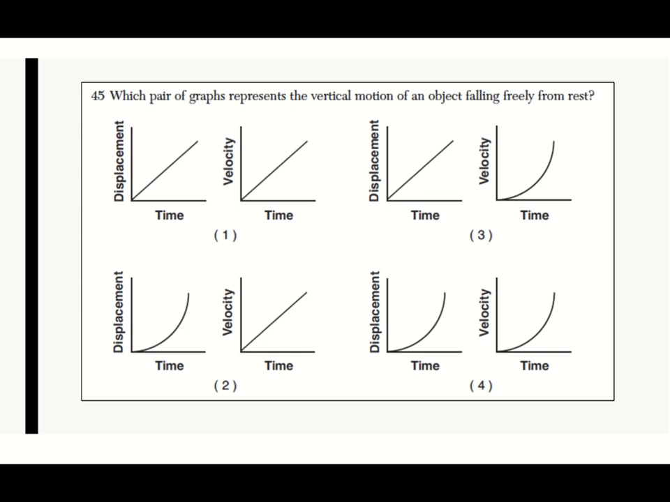Alright, so question 45 asks us to find which pair of graphs represents the vertical motion of an object falling freely from rest. In this scenario, your initial velocity is 0, so we start at 0. And when it's falling freely, it undergoes an acceleration of 9.81 meters per second squared. So this object is accelerating.